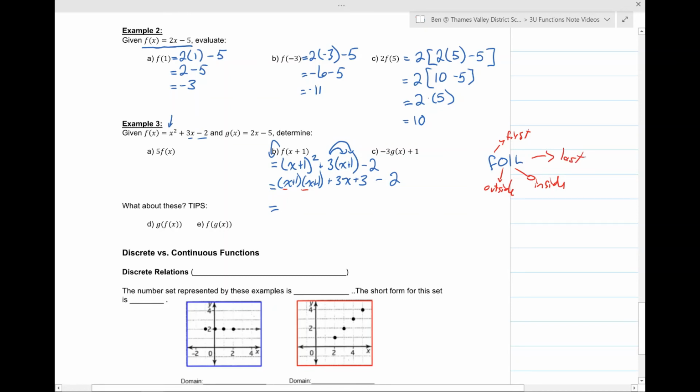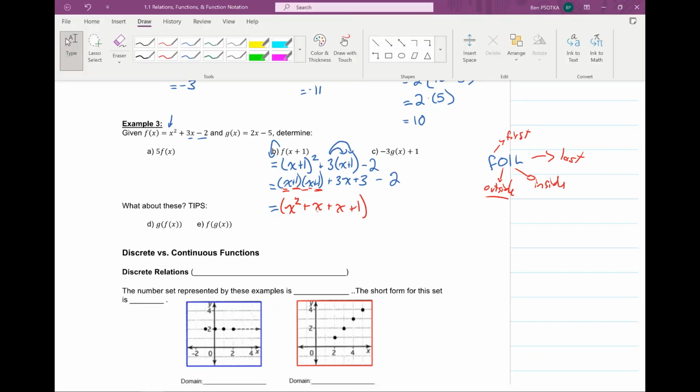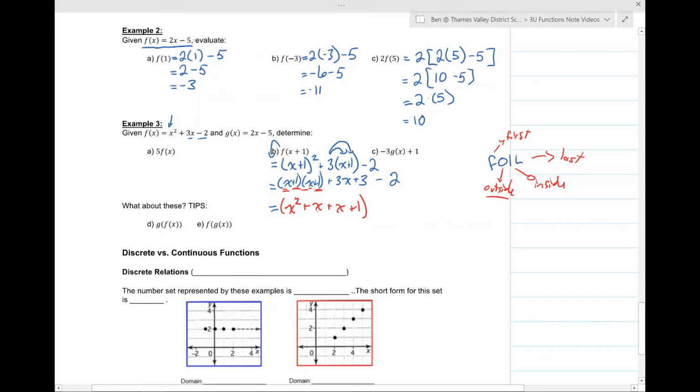So the first ones are x times x, and that gives us x squared. And then the outside terms, which are x and 1, are going to give us an x. The inside terms are x and 1 again, so that gives us an x. And lastly, last times last, which is 1 times 1, which is 1. That's how we distribute when we have two binomials. And then we'll keep going, plus 3x plus 3 minus 2.